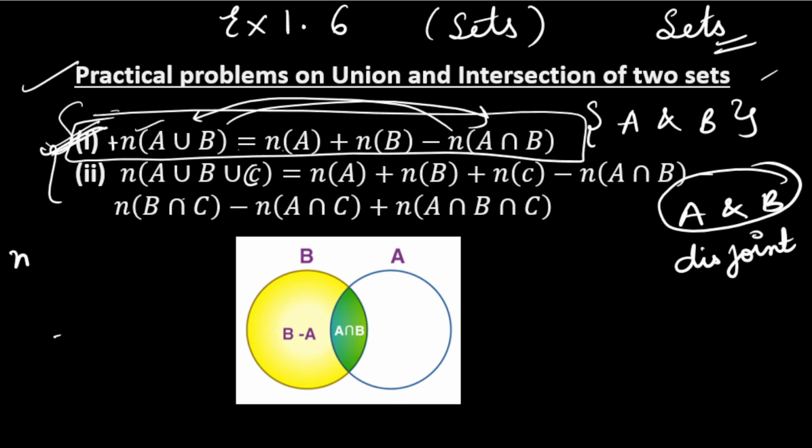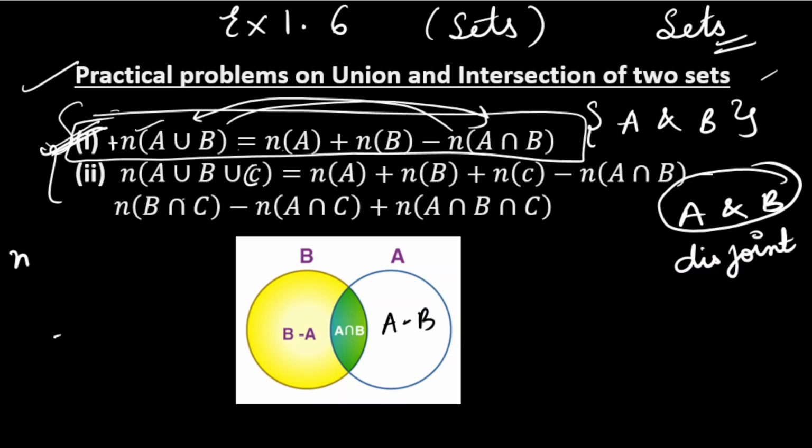Here in this Venn diagram, two sets are there. This is set B, this is set A, and this yellow shaded part is B minus A. This green part is A intersection B. A intersection B means where the common elements of both A and B are, so intersection means where we have to take the common elements. And this white part I can write as A minus B.